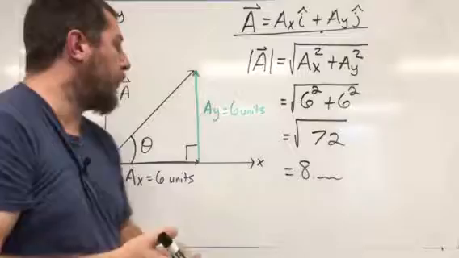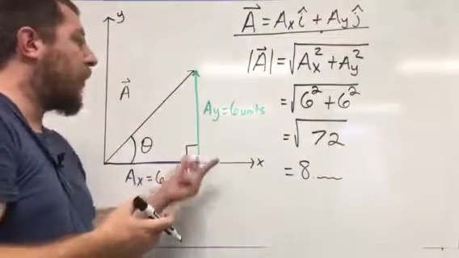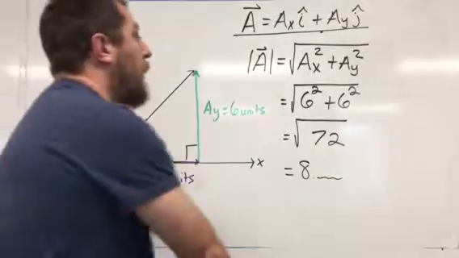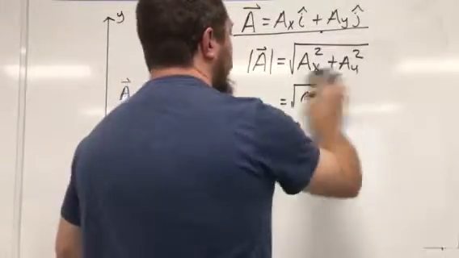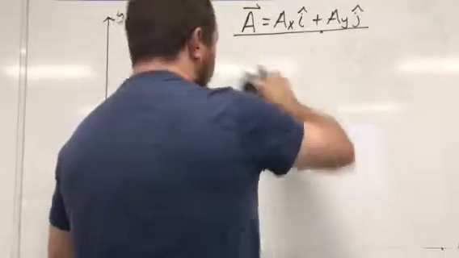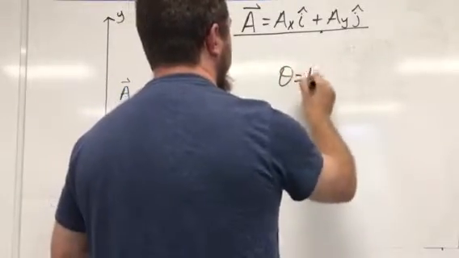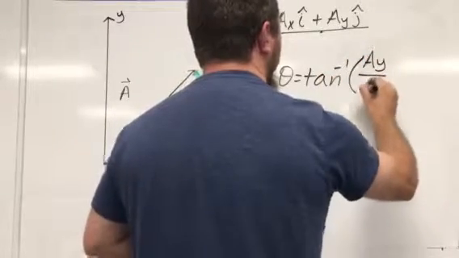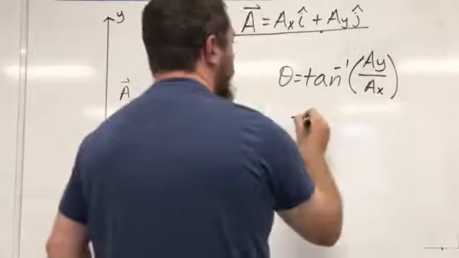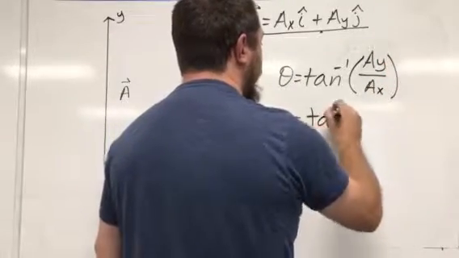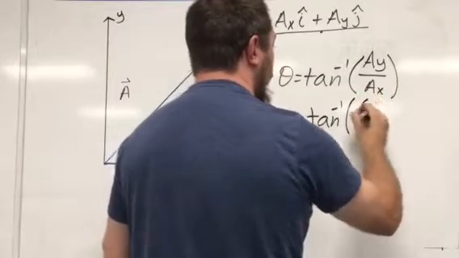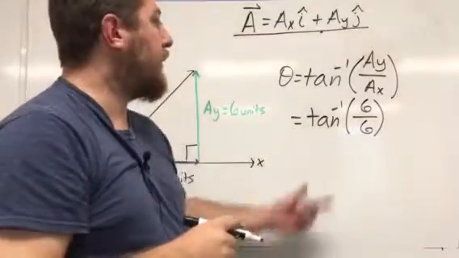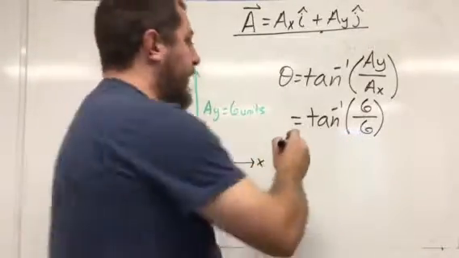And what it's customary to do, once you have your components, is to take the arctan or the inverse tangent. So, theta can be written as the inverse tangent of my y component over my x component. And so this is going to be the inverse tangent, in this case, of 6 over 6. And of course 6 over 6 goes to 1. And the arctan of 1 is 45 degrees.